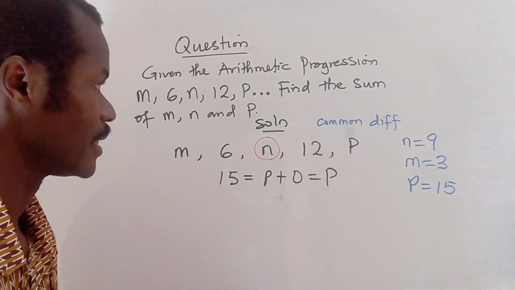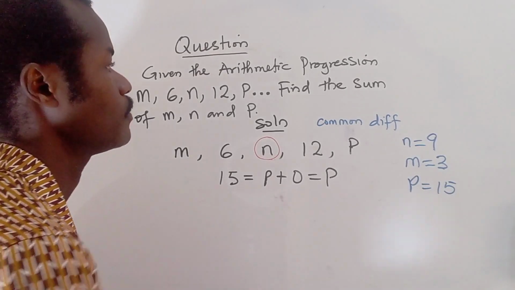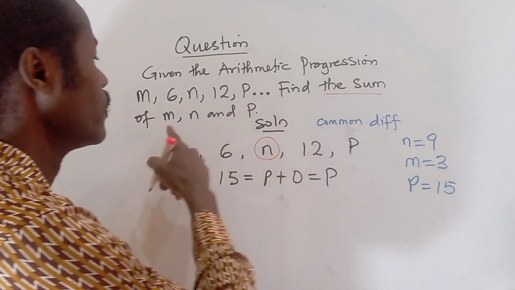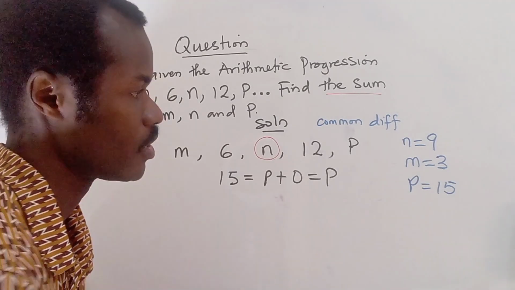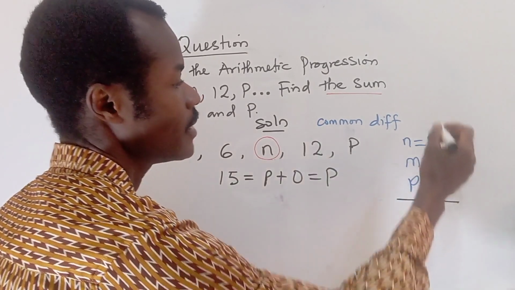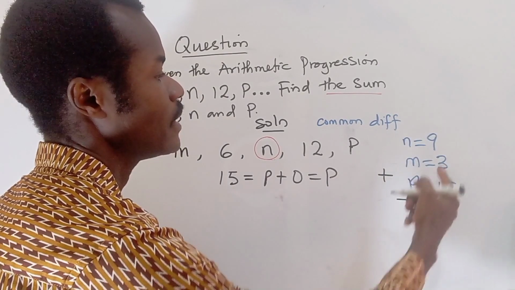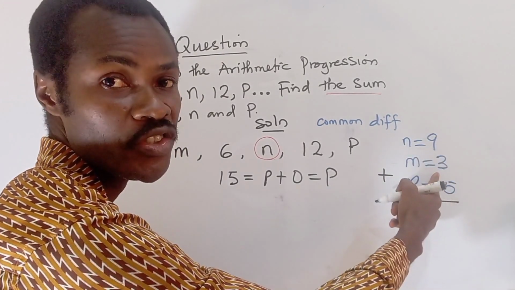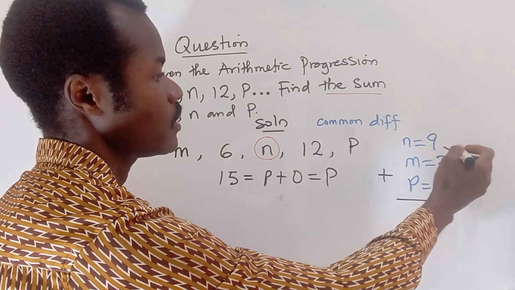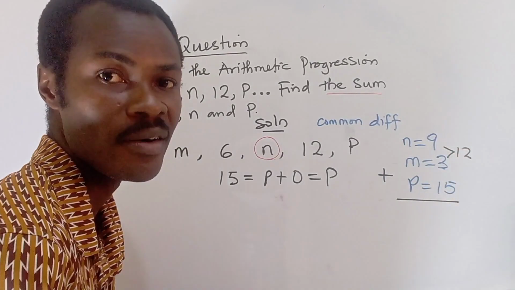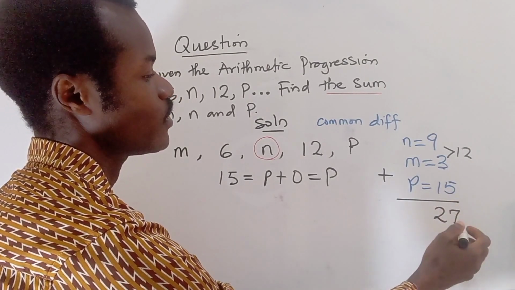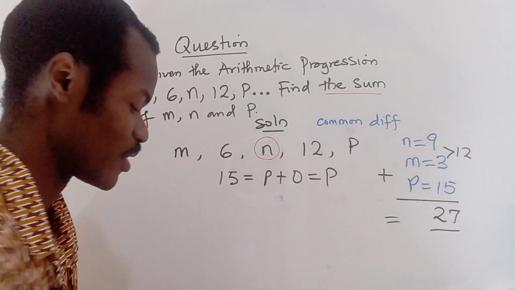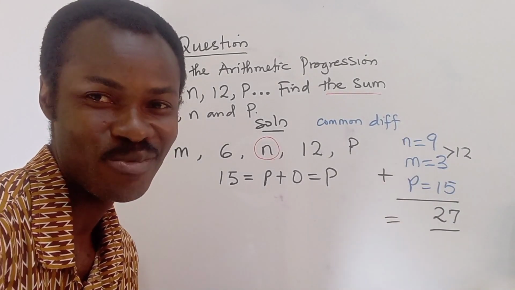Alright, but the question says we should find the sum of m, n, and p. Now, what does sum mean? Sum means we should simply add all of these. So if we add them, 9 plus 3 is 12. All right, so 12 plus 15 is going to give us 27. So 27 gives us the final answer to this problem.